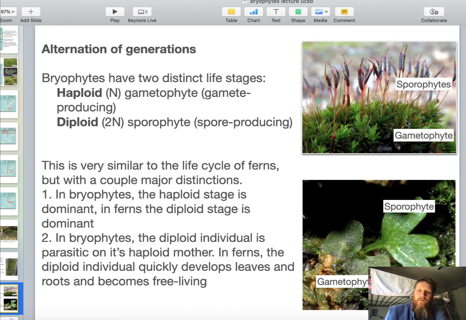And the mosses, on the other hand, have usually a long-lived gametophyte generation with a pretty wimpy little sporophyte that's basically just there for a season to produce spores.